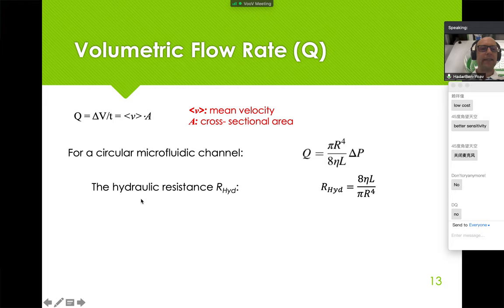And then we can describe the hydraulic resistance as uppercase R hyd, equal to 8 times the viscosity eta, times L, the length of the channel, divided by pi times R to the power of 4. So this is the resistance of the solution in a circular microfluidic channel.